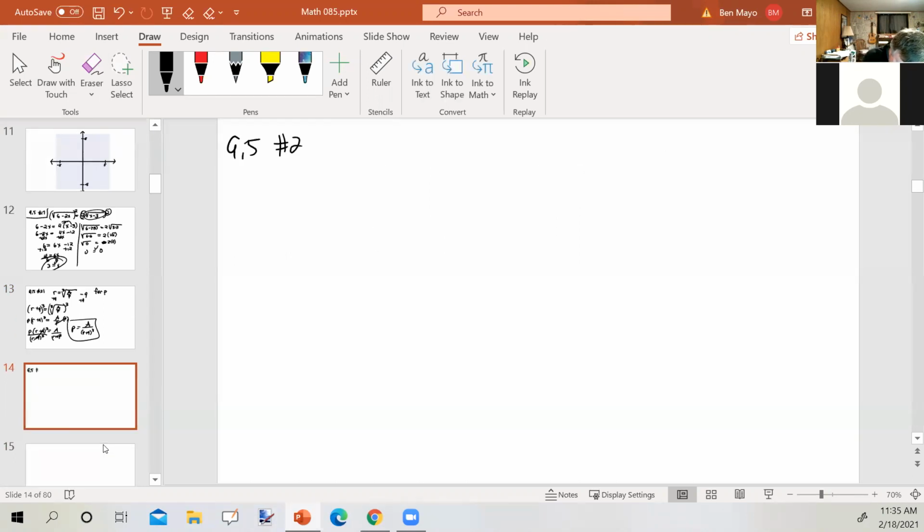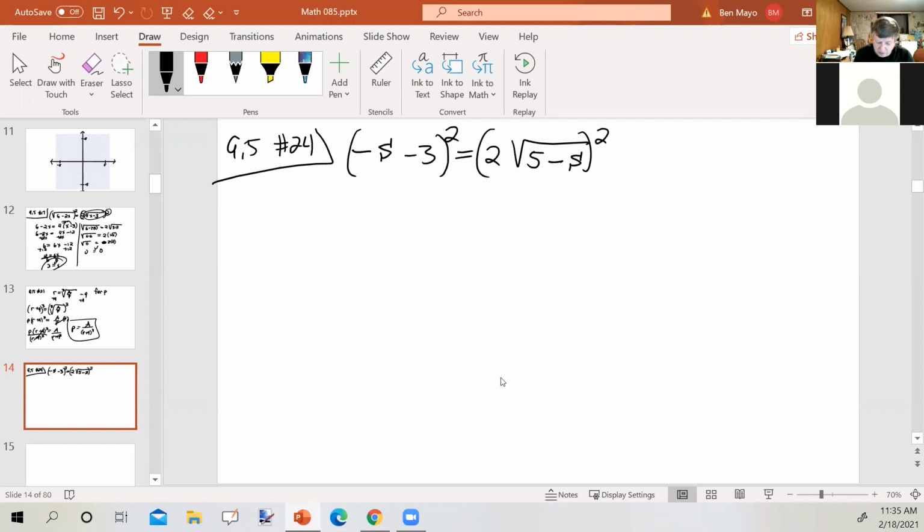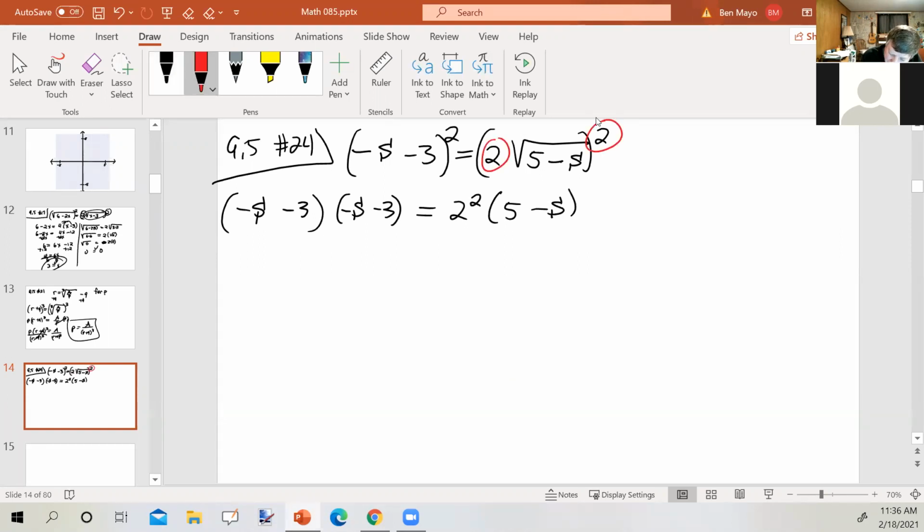Okay. 9.5, number 24. This says, solve the equation, write all proposed solutions. If a solution is extraneous, so indicate. All right, so we've got negative s minus 3 equals 2 times the square root of 5 minus s. We have one radical. It's already isolated, so I'm going to square both sides of the equation. On the left side, I get negative s minus 3 times negative s minus 3. On the right side, I get 2 squared times 5 minus s. Again, the squaring gets applied to the 2 as well as to the radical.